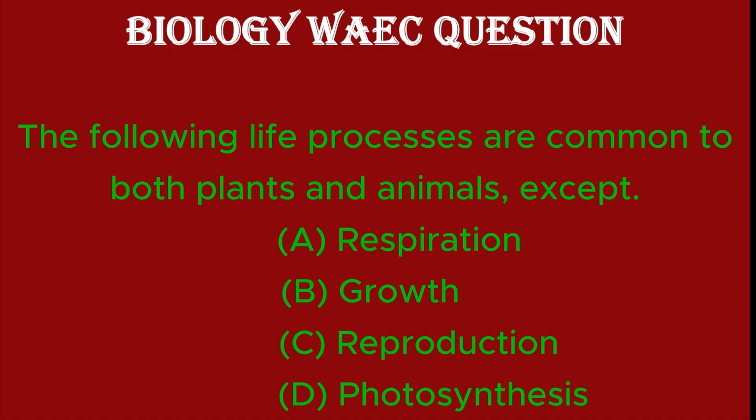D, photosynthesis. Photosynthesis is the process by which green plants manufacture their food in the presence of sunlight using carbon dioxide and water. So when you look at this, you find out that only plants can do that, because most plants are autotrophs. That means they are able to manufacture their food by themselves, while heterotrophs like man cannot. So they depend on autotrophs for their own food. So the right option is photosynthesis, D.